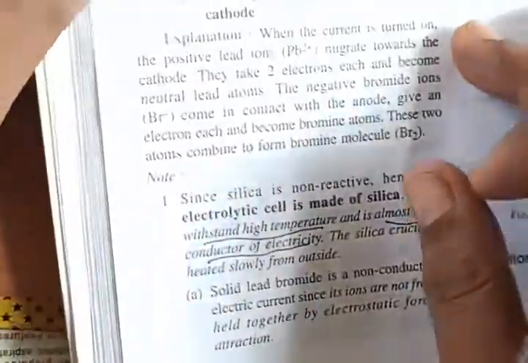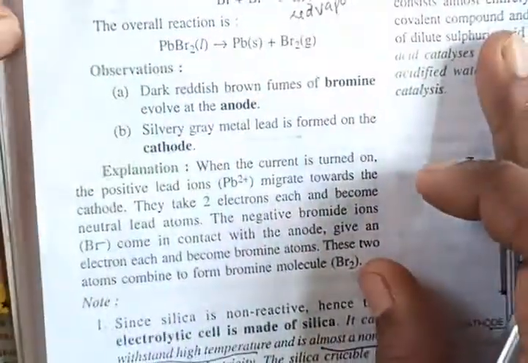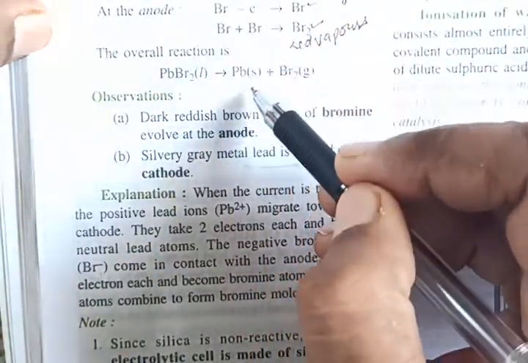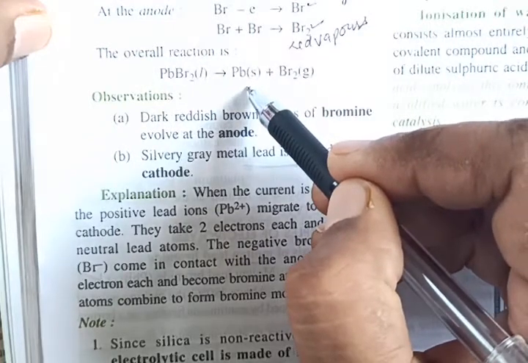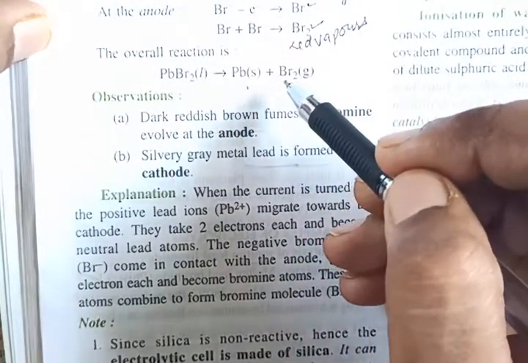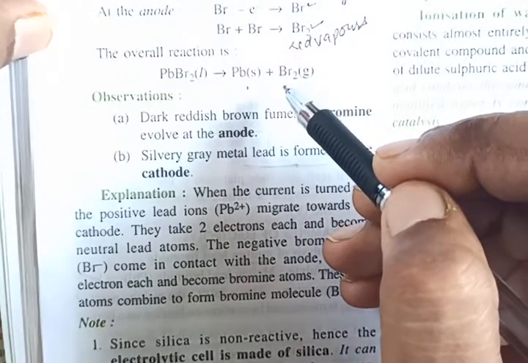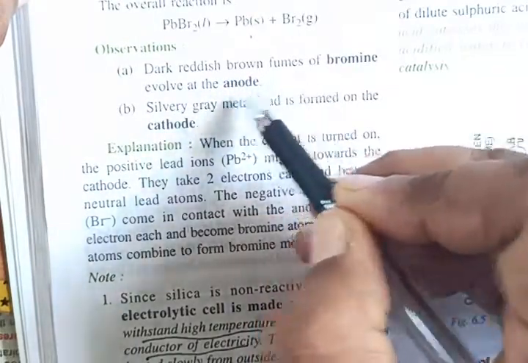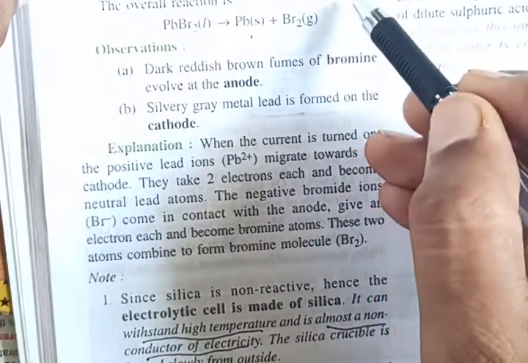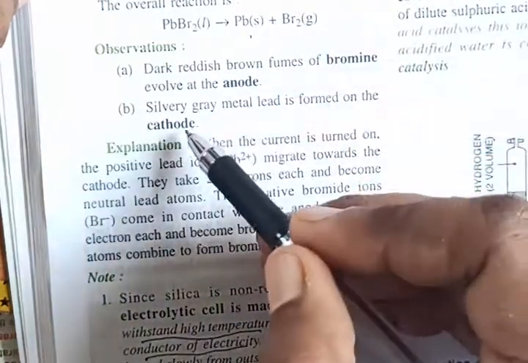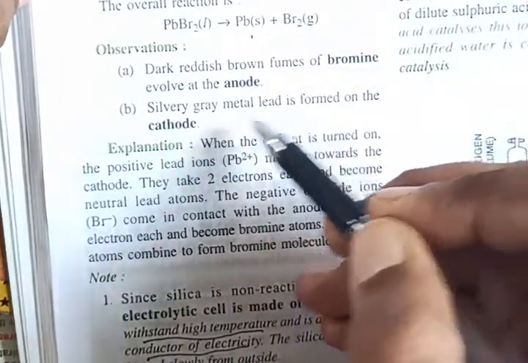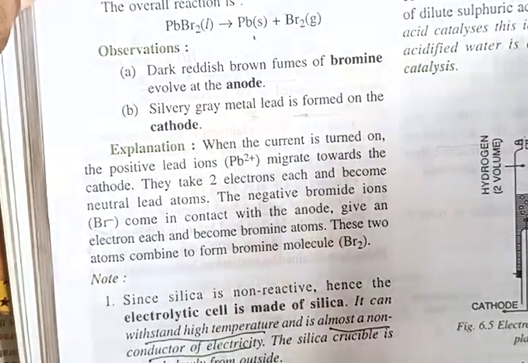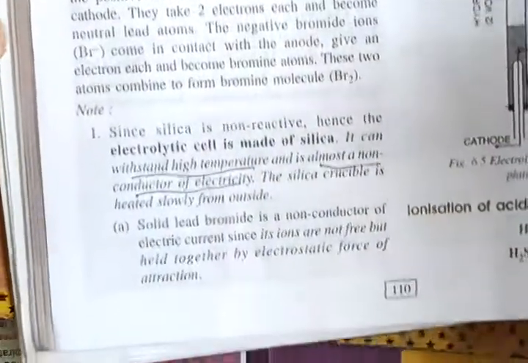Now what is the overall reaction in this case? Molten lead bromide decomposes in electrolysis to form lead metal, molten lead, a silvery grey metal, and red vapors of bromine are formed. Right? Now what is the observation? Already I have told you, reddish brown fumes of bromine are evolved at the anode, you can even write red vapor, and a silvery grey metal is formed at the cathode in molten state. Clear? So this is your electrolysis of molten lead bromide.